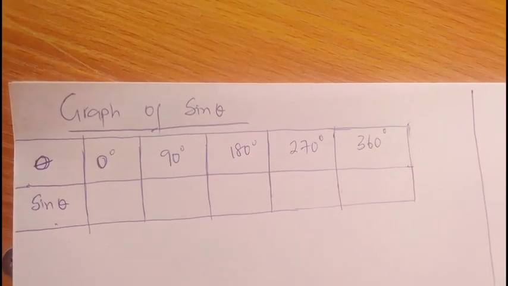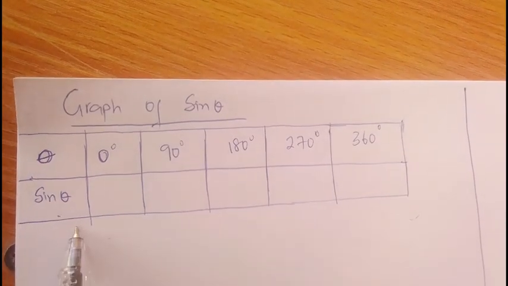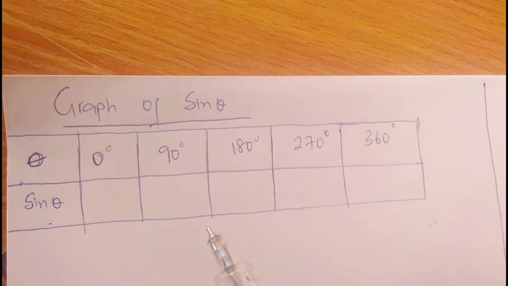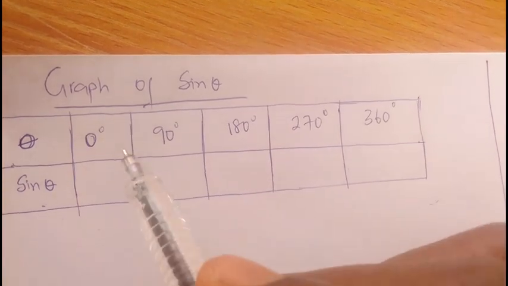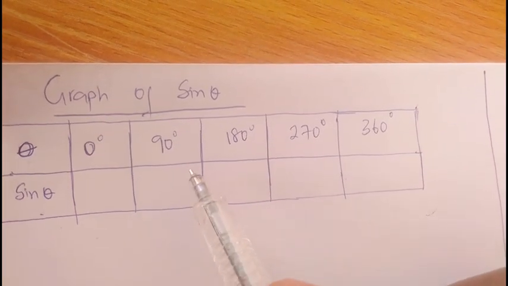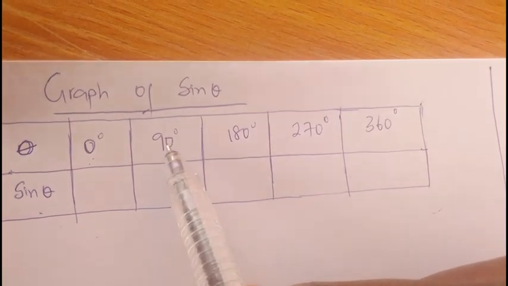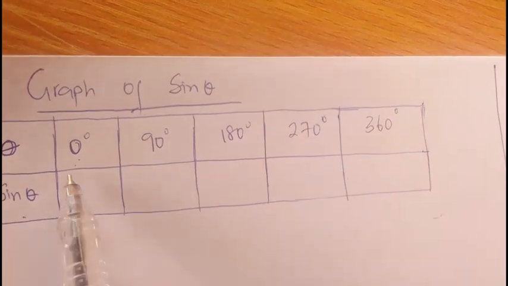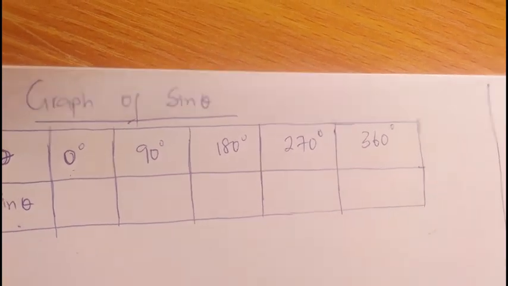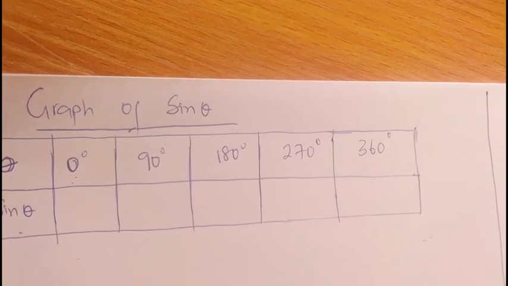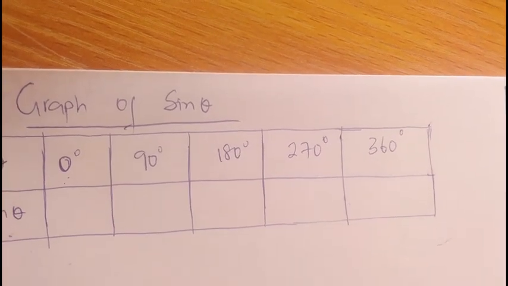Now, for me to draw, I need the values of both sine theta and theta. On my quadrant, I have from 0 to 360 degrees in trigonometry, in steps of 90 degrees. Starting from 0, I'm just using my quadrant's strict angles. So I have 0, 90 degrees, 180 degrees, 270 degrees, and 360 degrees. Then you can use 0, 45, 90, 135, 180, and so on. You can use 0, 30, 60, 90 also.